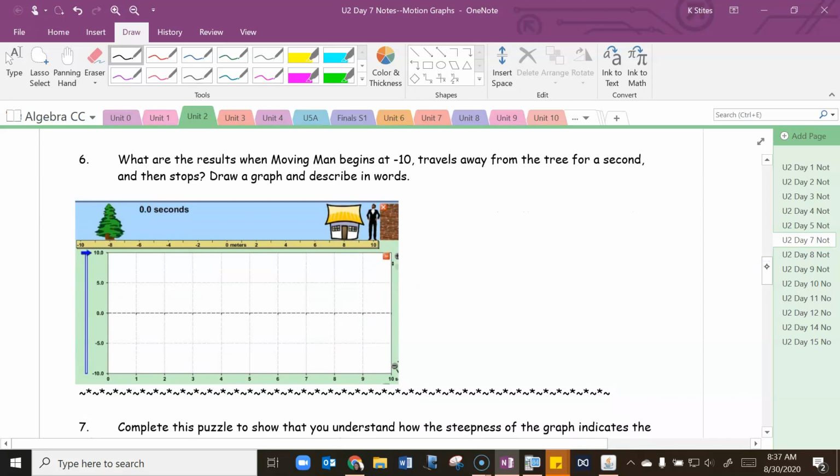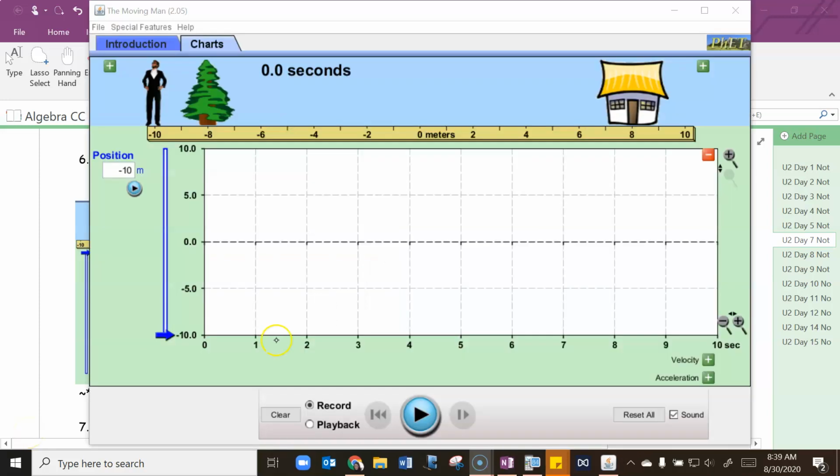All right, so let's try another situation. What are the results when Moving Man begins at -10, travels away from the tree for a second, and then stops? I've changed my scale down here for time, so it's easier for us to see when he hits 1 second. When my line crosses right here at 1 second, that's when I'm going to stop.